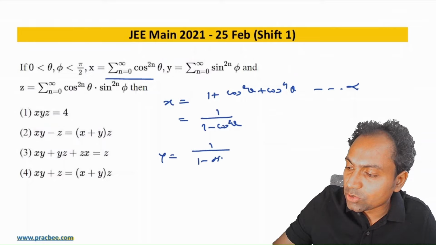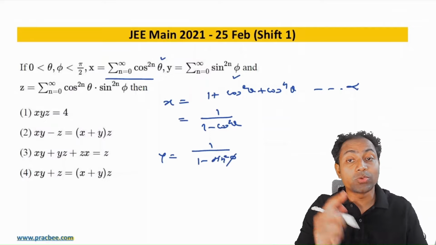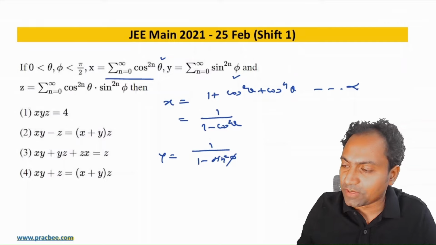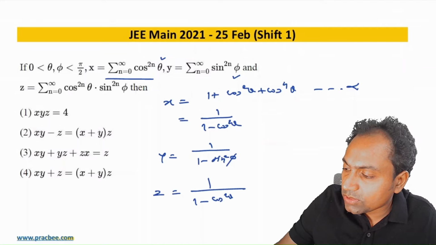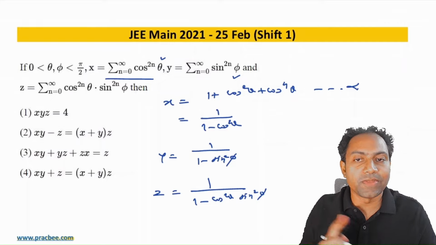minus sine square phi. You should closely observe what is the value of angle given. Sometimes students will take both the values as theta and then they will commit some error and the answers will not match. If I want to find the value of z, similarly it becomes 1 upon 1 minus cos square theta sine square phi. Now what they're asking is a relation between x, y and z.